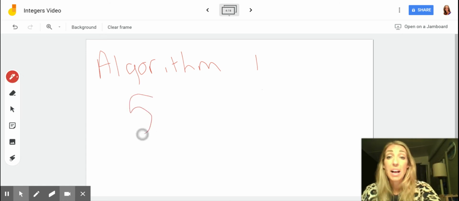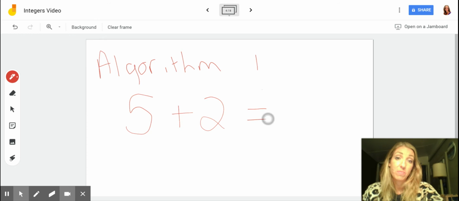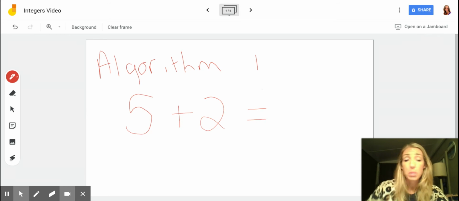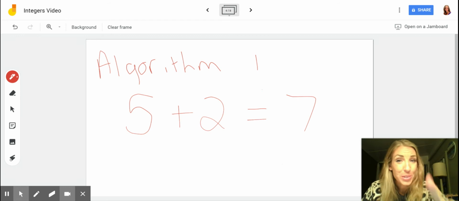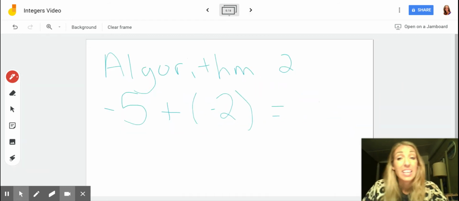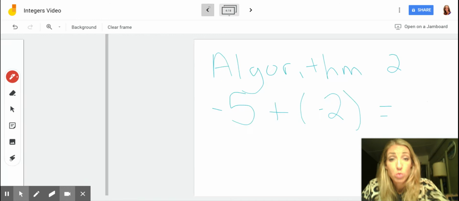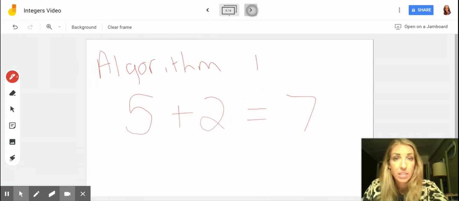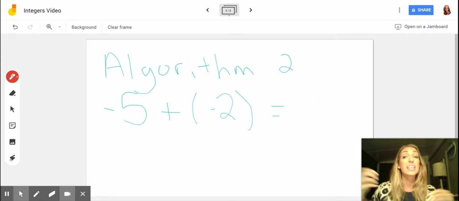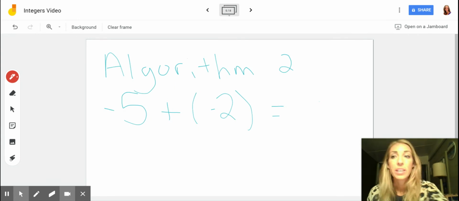So algorithm number one is something that you've been doing since kindergarten. It's when you have two positives. If I asked a first grader, what's 5 plus 2? Do you think they could tell me it was 7? Yes. But algorithm 2 is when we add negatives on those numbers. So just like 5 plus 2 is 7, because two positives equal a positive, algorithm 2 is when I say negative 5 and negative 2 give us a negative 7.